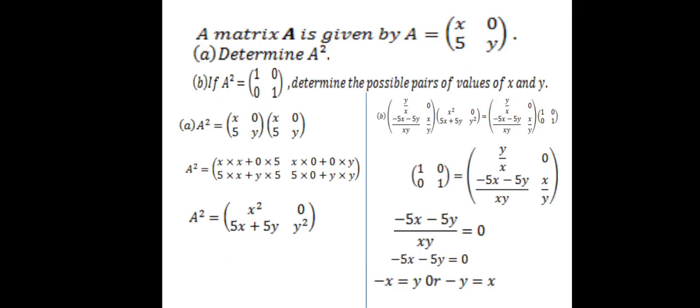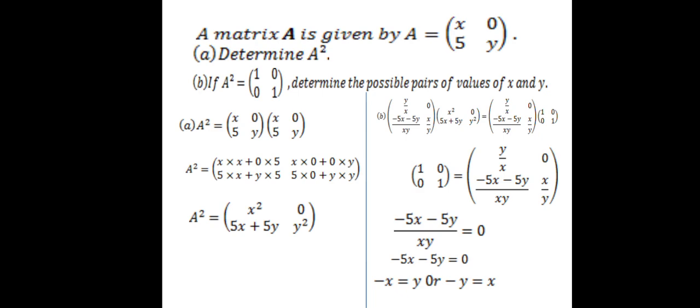A matrix A is given by A is equal to x, 0, 5, y. Determine A squared. You multiply the matrix by itself, so A squared is x squared, 0, 5x plus 5y, y squared. Then part B, if A squared is equal to 1, 0, 0, 1, determine the possible pairs of x and y.